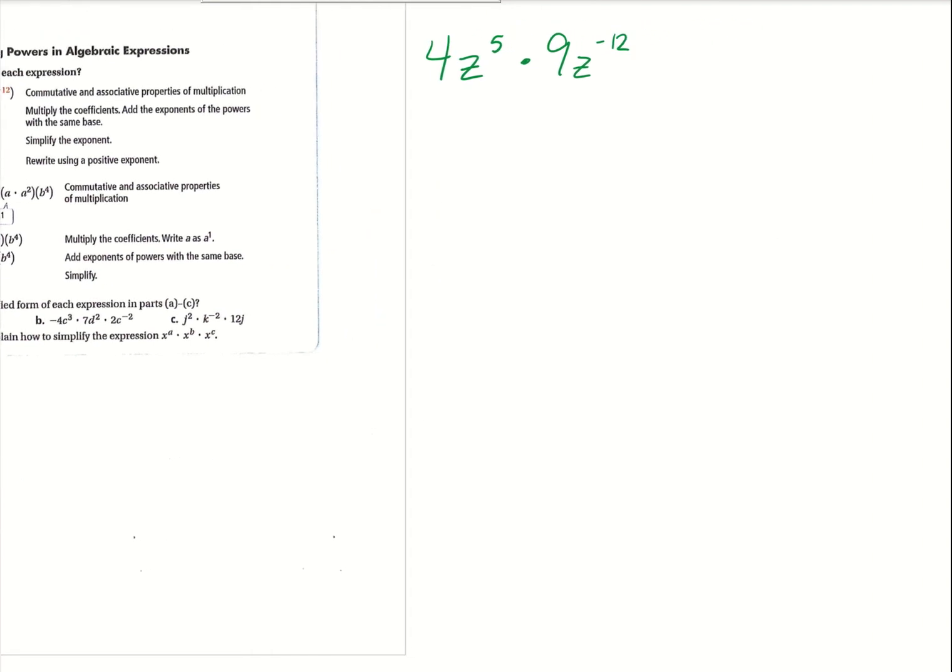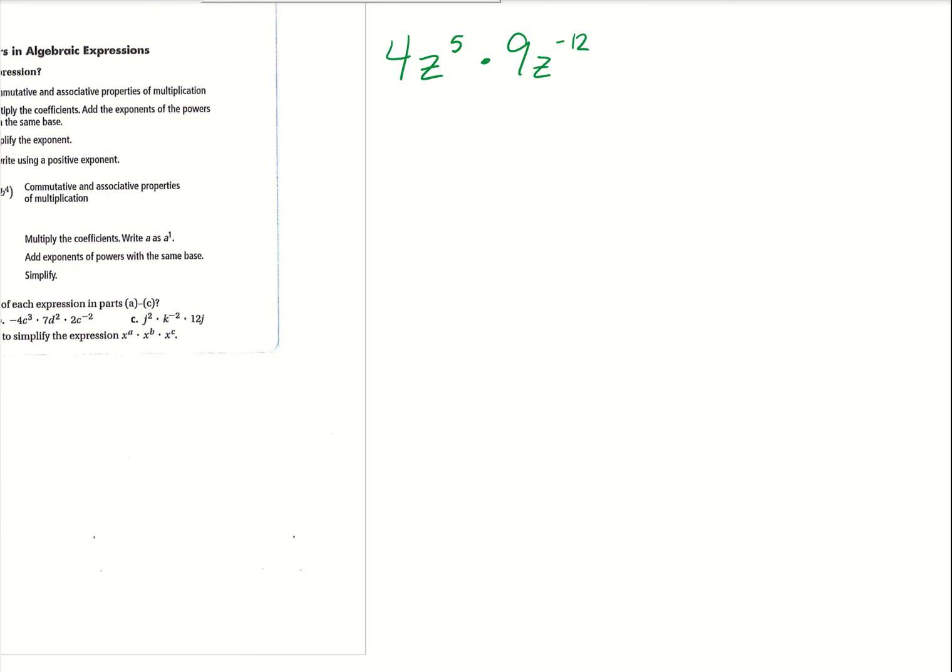If we're going to solve this, it's important that we note what the exponent is attached to. On this one it's attached to the z, and on the second one it's also attached to the z. It is not attached to the 4 and the 9, so those are different things. I'm going to take the 4 and the 9 and multiply those together. Then we've also got z to the 5th times z to the negative 12th. I'm going to split those two things up and multiply them out like so.